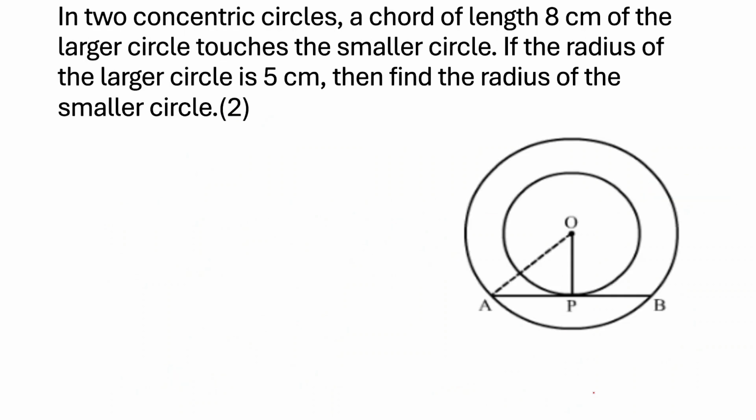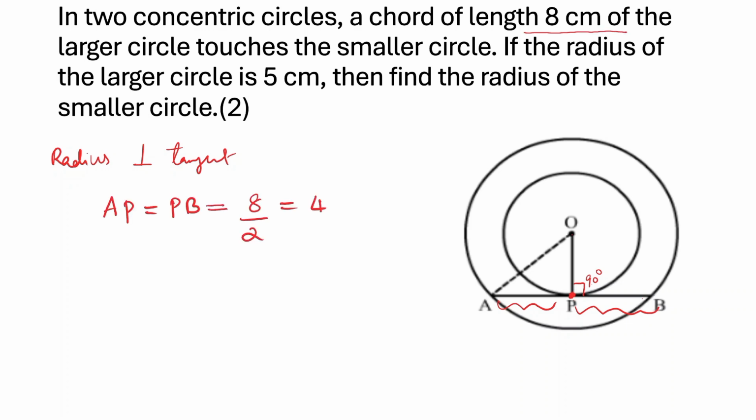In two concentric circles, a chord of length 8 cm of the large circle touches the small circle. If the radius of the larger circle is 5 cm, then find the radius of the smaller circle. Tangent and radius make an angle of 90 degrees, so it is perpendicular to the chord, so it is bisecting the chord into equal parts. So AP equals PB equals 8 divided by 2, 4 centimeters.